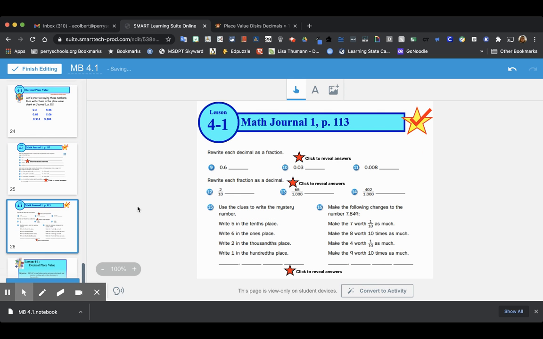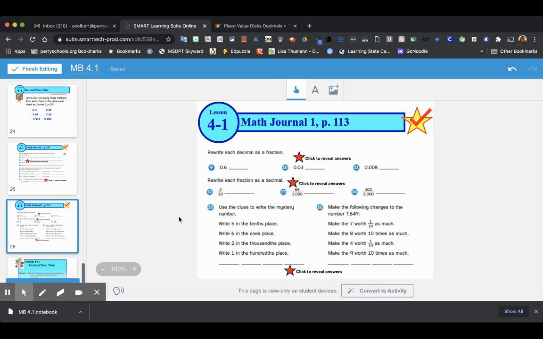On 9, 10, and 11, you're going to rewrite these as a fraction, using that chart to help you. So we see 6 tenths here. For this one, we would write a 6 over 10. So think about this one and number 11.